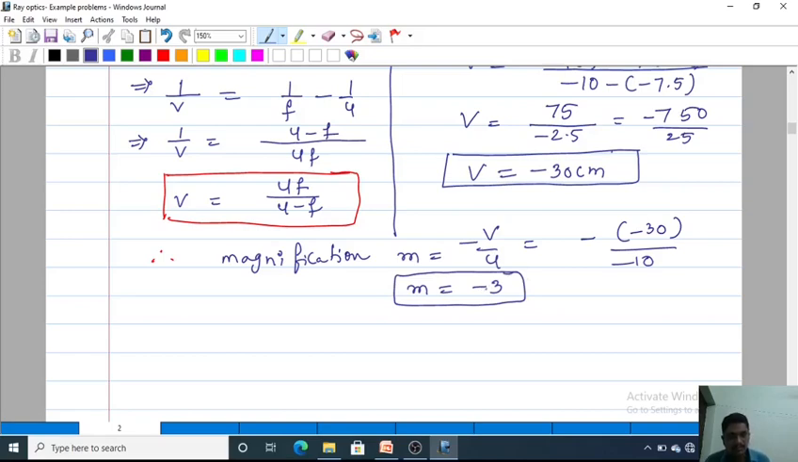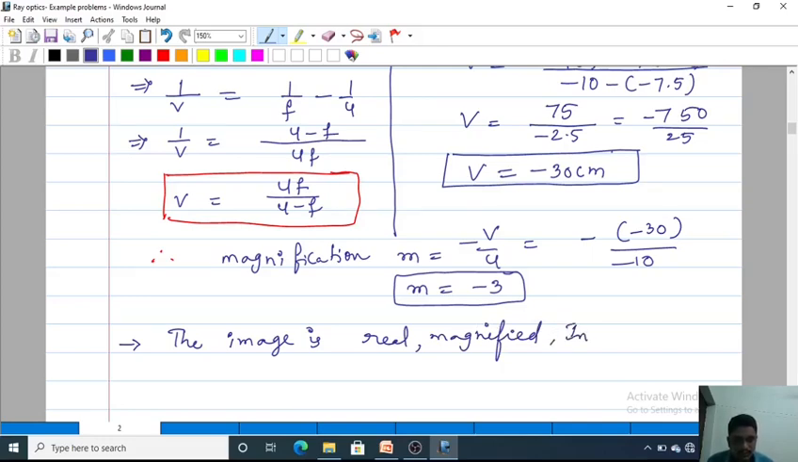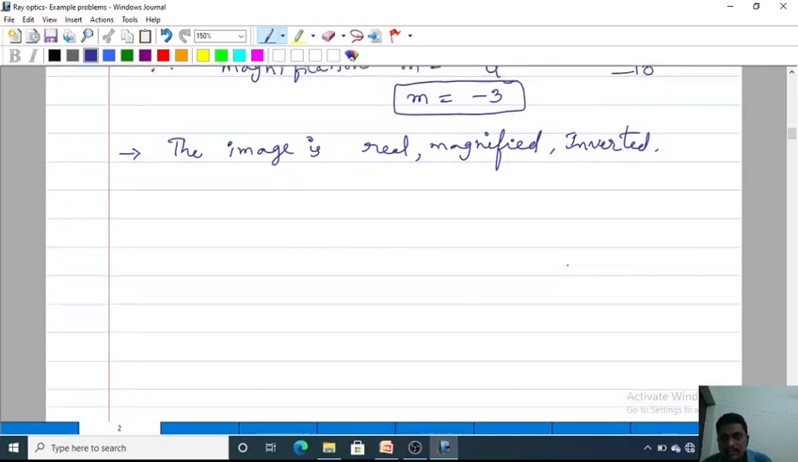The negative sign represents that the image is inverted, so you can say that the image is real, magnified and inverted. This is the nature of the image. You will get a magnified real image in inverted position. This is the first part of this second question.